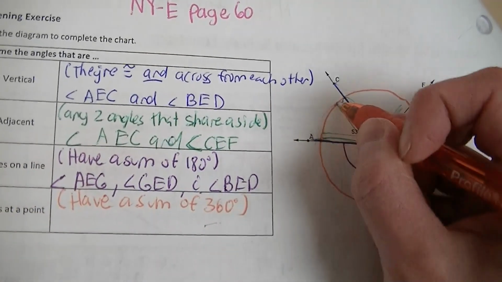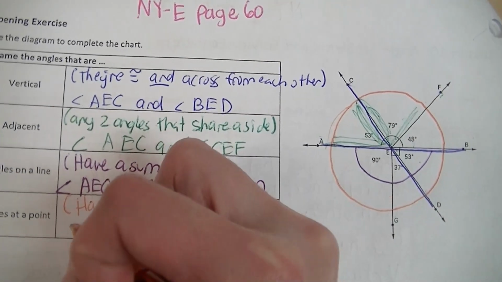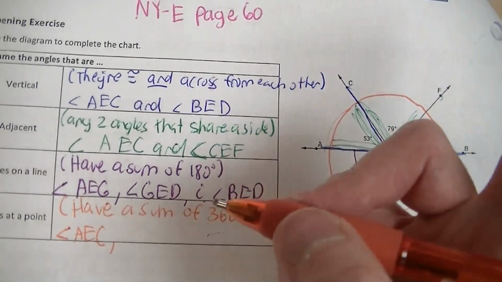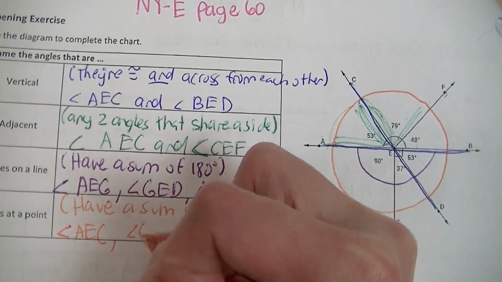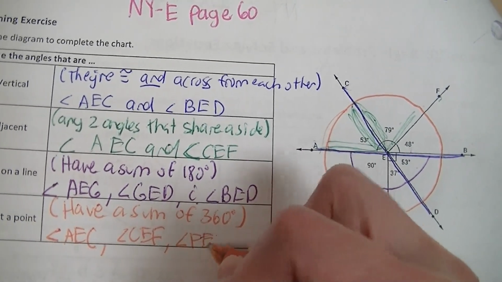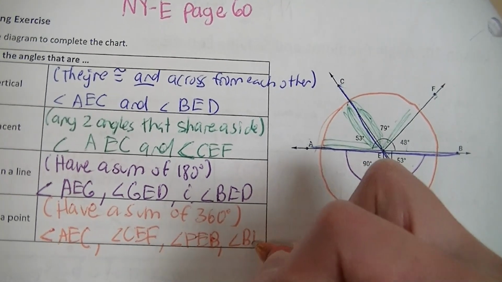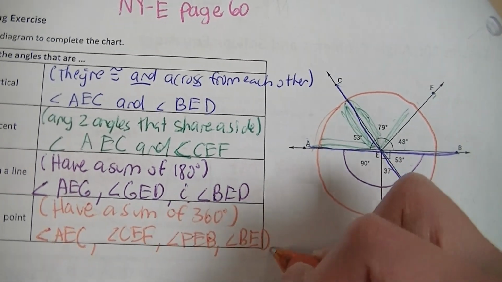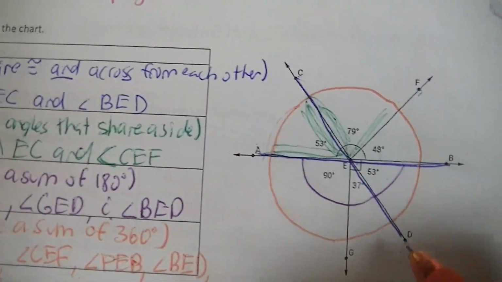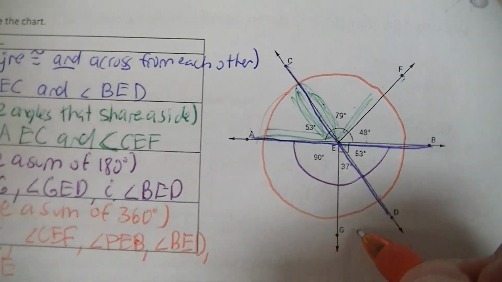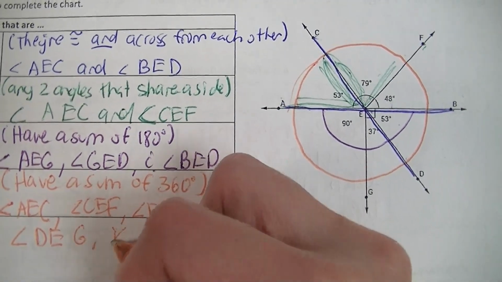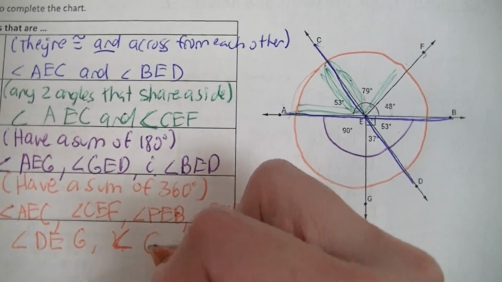So I'm going to probably start with this one, okay? Let me know if I mess up. Just comment on the video. Angle AEC, or you could say CEA, that's okay too. Angle CEF, angle FEB, angle BED, angle DEG, and angle GEA.